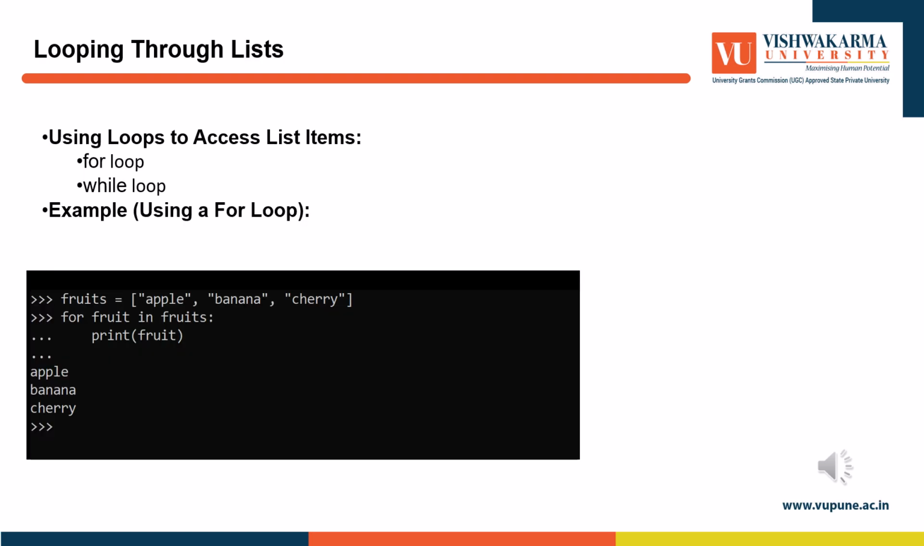The next topic is looping through lists. Using loops to access list items. There are two loops. One is the for loop and the second one is the while loop. For example, using a for loop, you can see the example below. Here I have put the screenshot of the program.